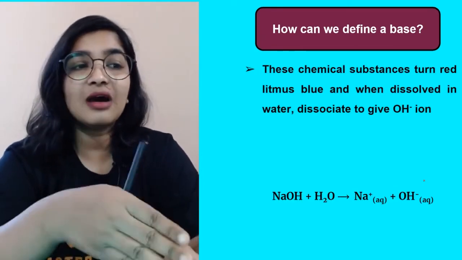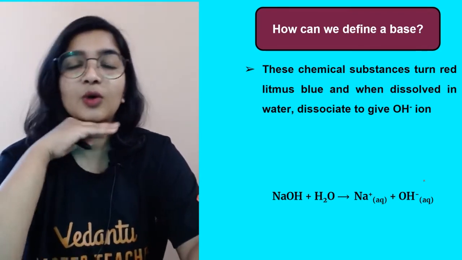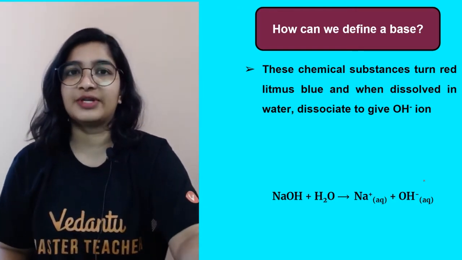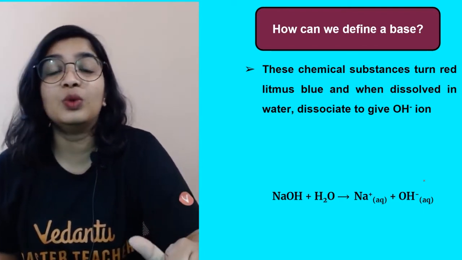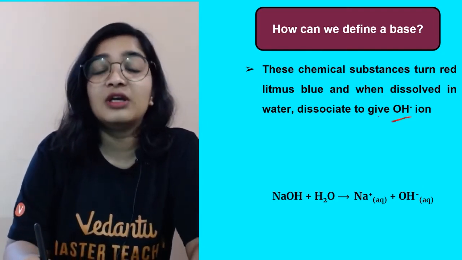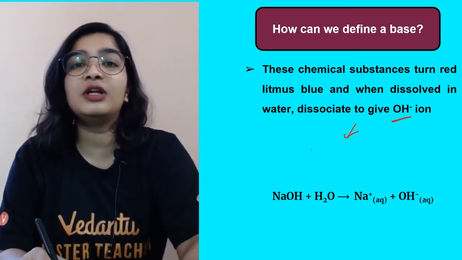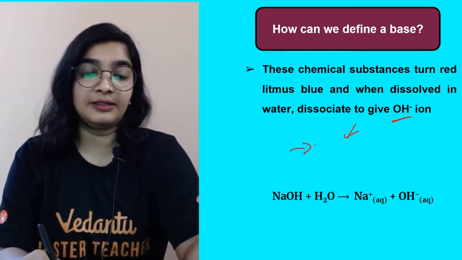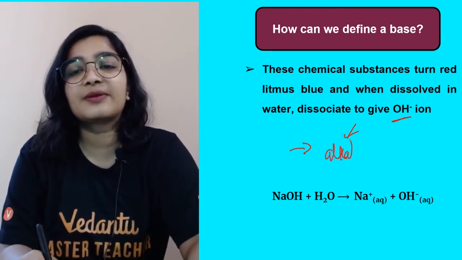But there are a few bases which do not dissolve in water, for example, copper oxide and aluminium hydroxide. These chemical substances turn red litmus blue, and if they dissolve in water, they will produce OH minus ions. The bases which are soluble in water are called alkalis.